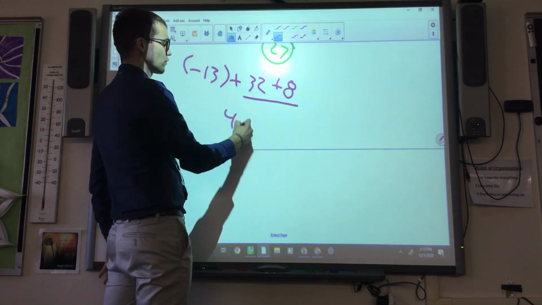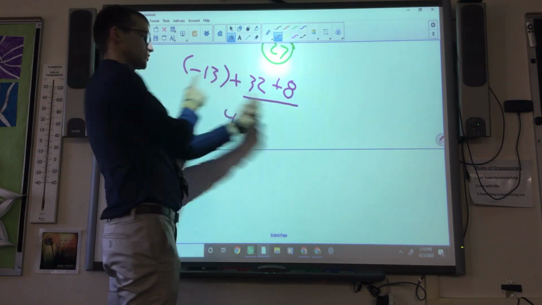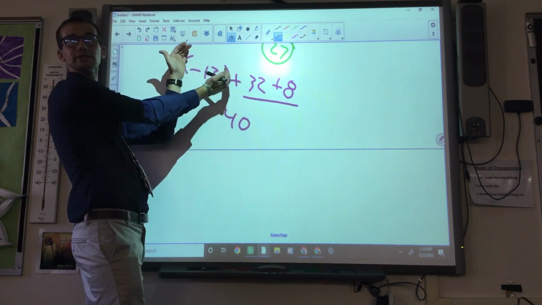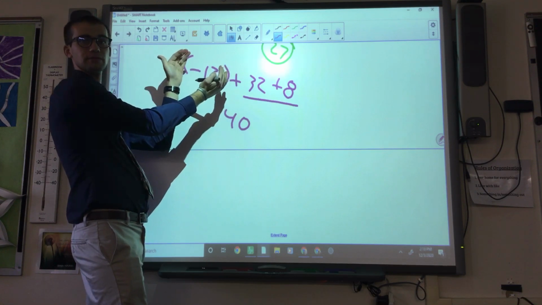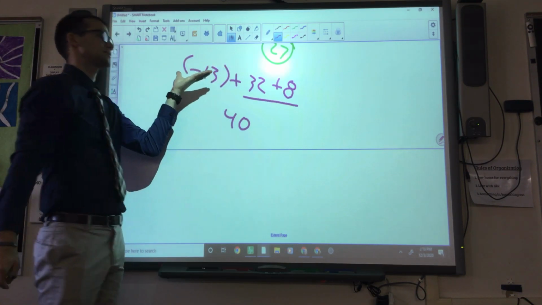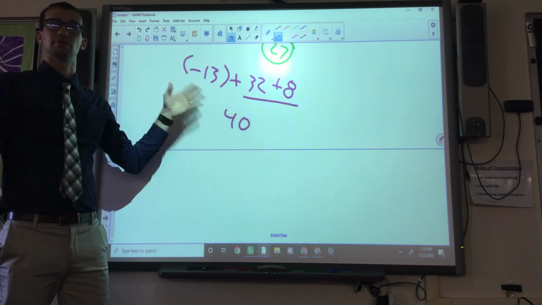32 plus 8 is 40, and I can even switch the order of this one and that one right there, because I'm protecting this with a parentheses. Parentheses basically says, hey, I'm not changing the value of anything around it because it's a negative.